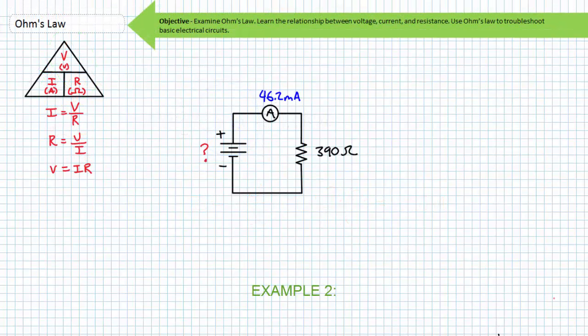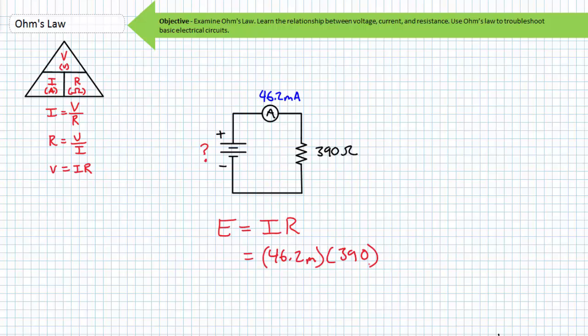Example 2. An ammeter indicates 46.2 milliamperes of current is flowing through a 390 ohm resistor. What is the magnitude of the supply voltage? Ohm's law states that the voltage is equal to the current times the resistance. 46.2 milliamperes times 390 ohms yields roughly 18 volts.